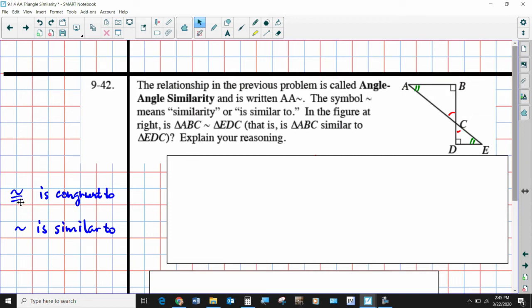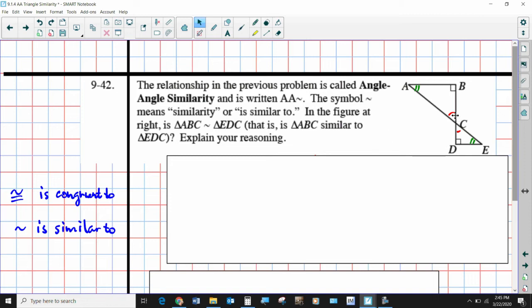First of all, let's make sure we get these symbols down. This symbol right here means is congruent to. It's the geometry way of saying is equal to. In geometry, they also could be similar to. So if two shapes are similar to each other, but not exactly the same size, then we would use this symbol. There's no corresponding symbol to that in algebra. So this means is congruent to, which is like is equal to, and this means is similar to.